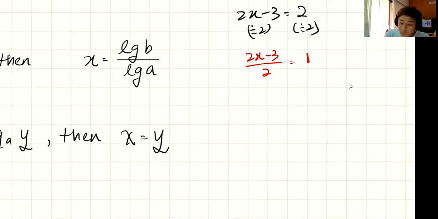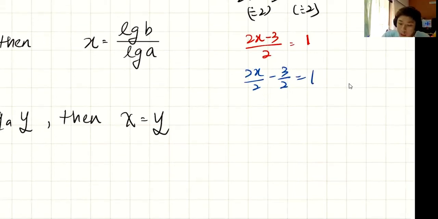This is a very important thing that I want you to note down. When you have more than one term on the top, you can split the fraction. Write notes if you want to. Listen carefully. How you split the fraction is like this: you can become this one minus this one. You can split it into 2x over 2 minus 3 over 2 equals 1.